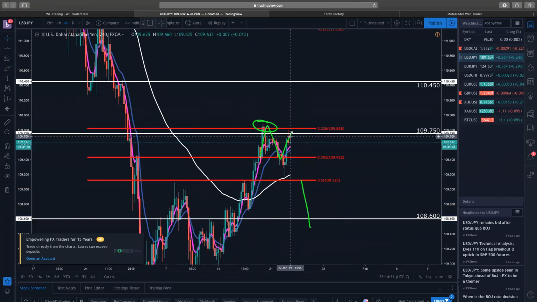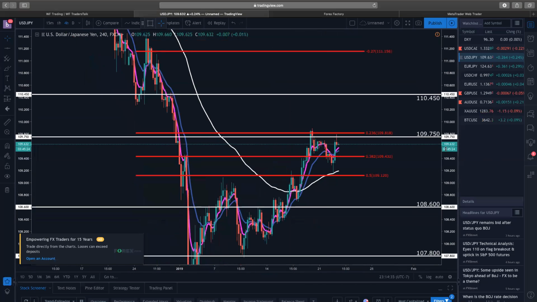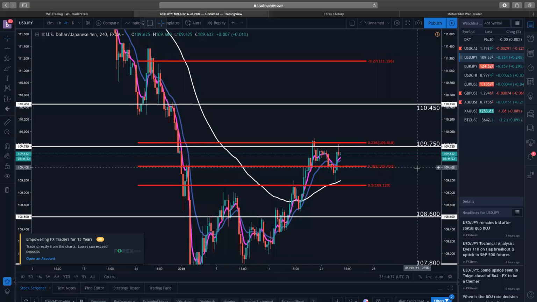what we see in the market. We need to actually just trade what the market gives us.